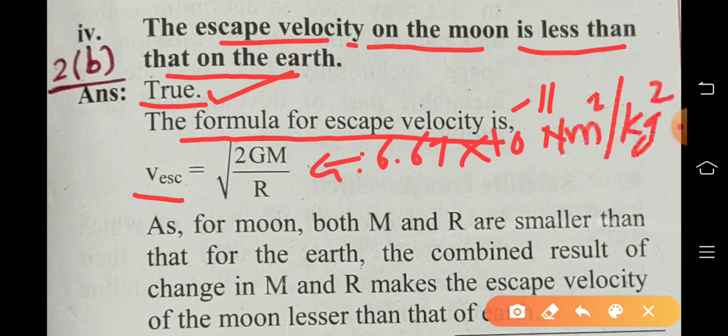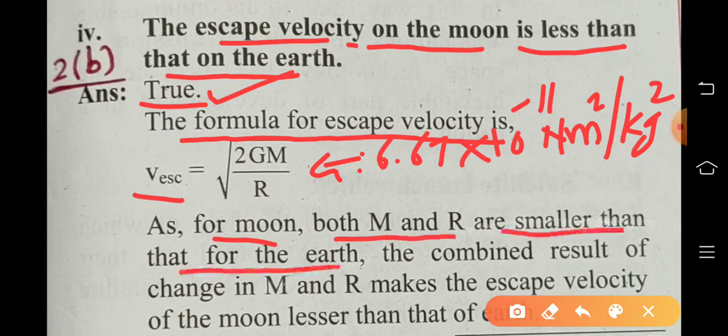Then M means the mass of the earth. That value also we know. R means the radius of the earth. We also know the value of this radius of earth. And 2 is always a constant. Now see, as for the moon, both M and R are smaller than that of the earth. Means mass and radius of the moon compared to earth are always smaller.